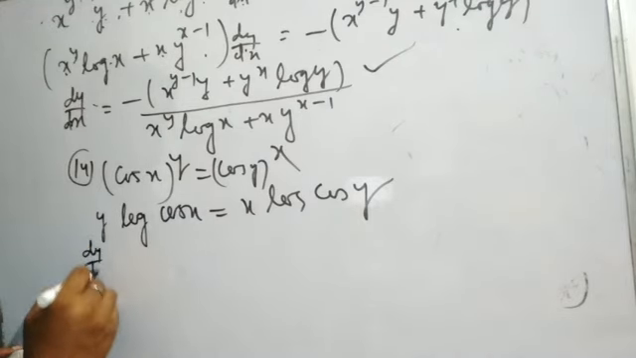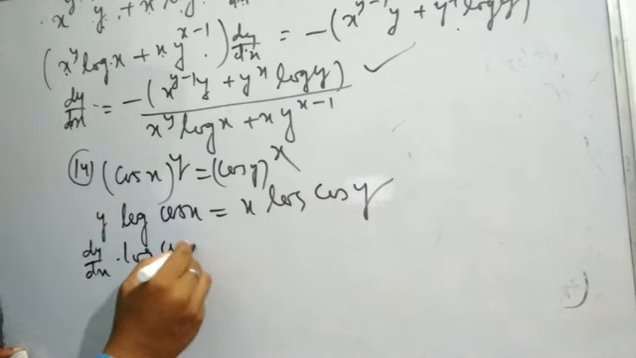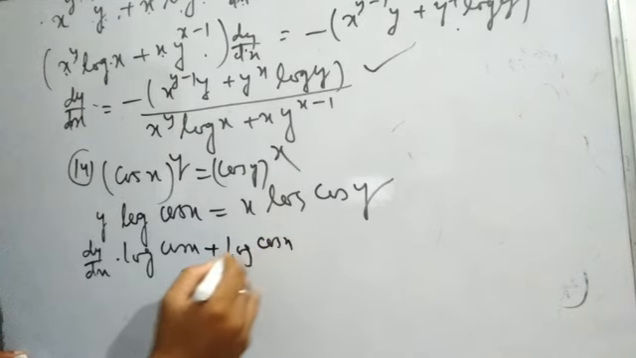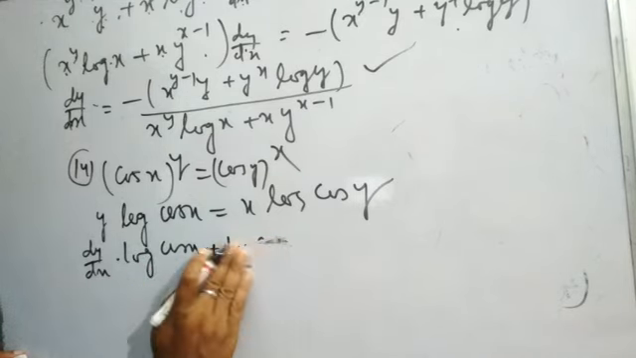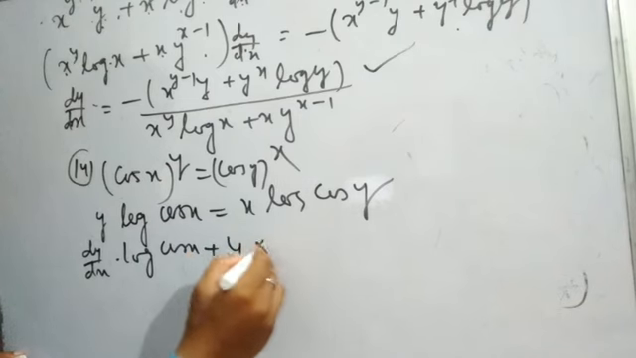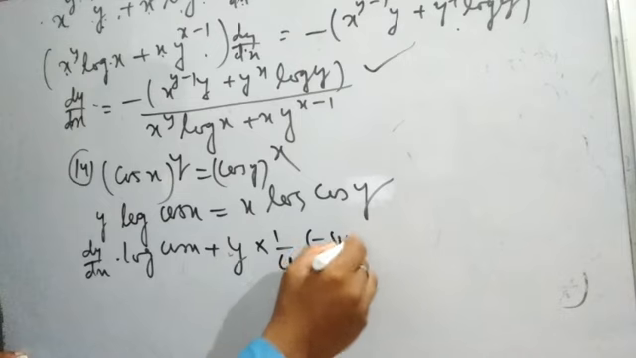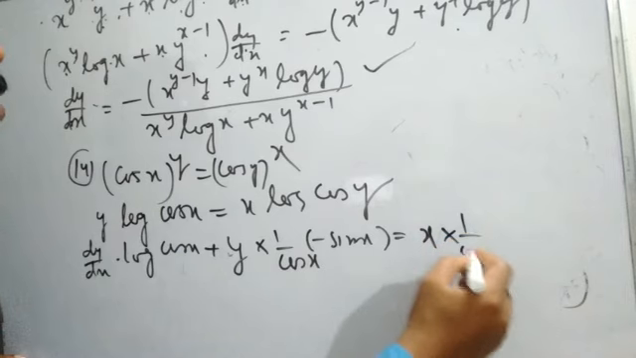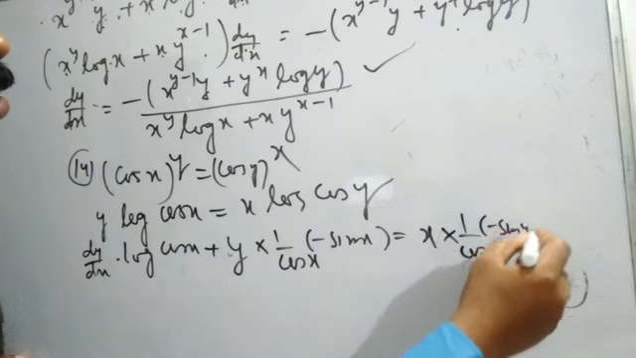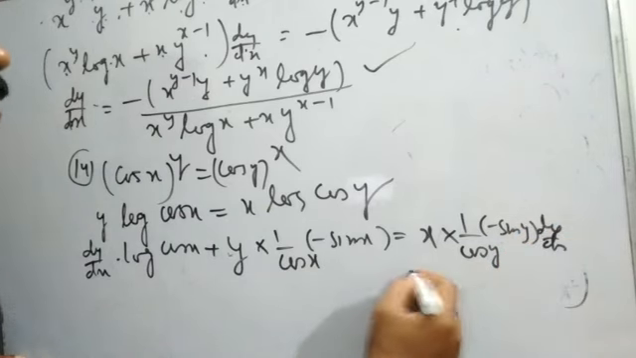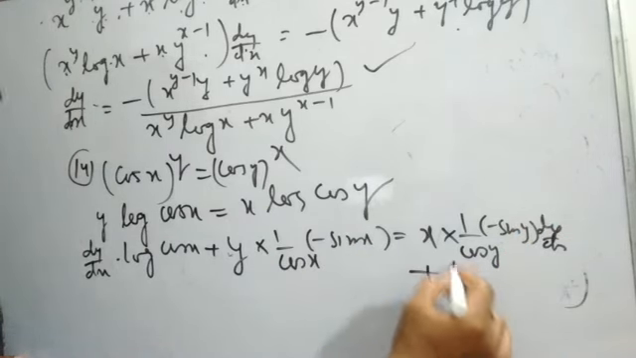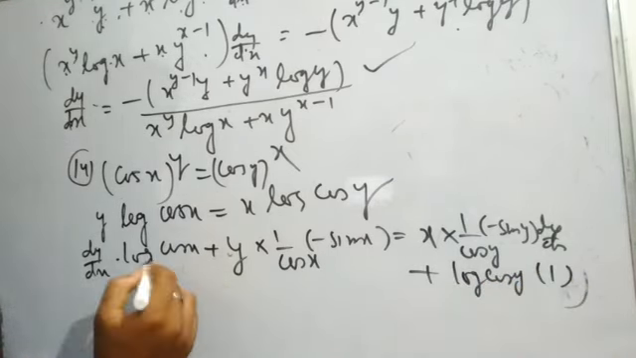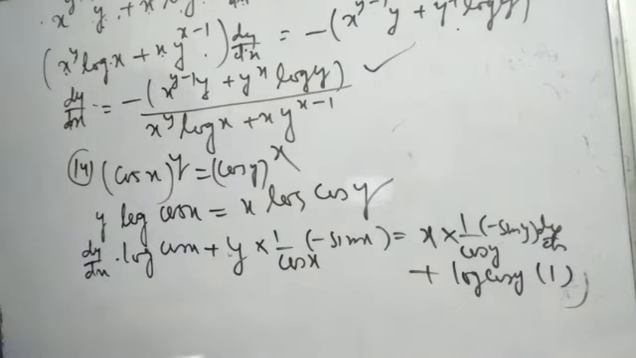It will be dy by dx, then log cos x constant. Similarly, log cos x constant. Sorry, y constant. Log cos x gives 1 by cos x into minus sin x. Again, x supposed constant, log cos y gives 1 by cos y into minus sin y into dy by dx, plus log cos y whenever constant, its derivative will be 1. Then from this relation, take dy dx on one side and you easily get the answer.